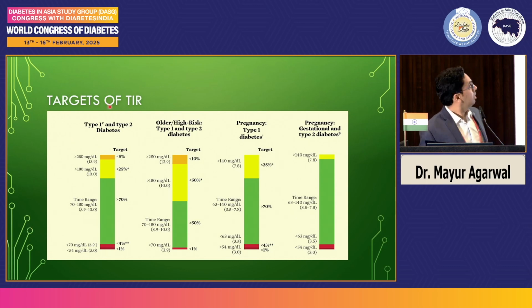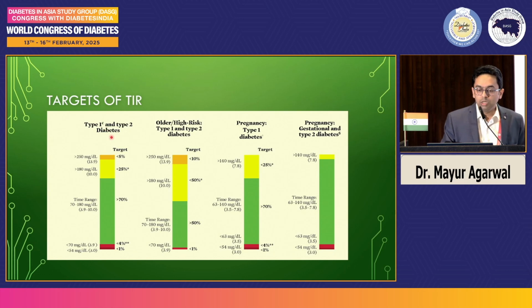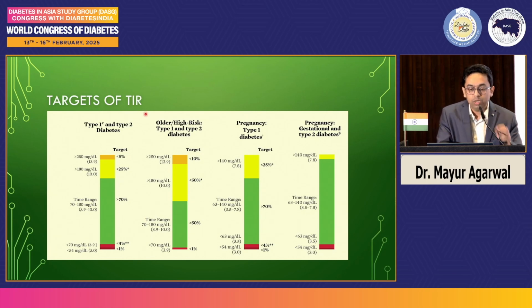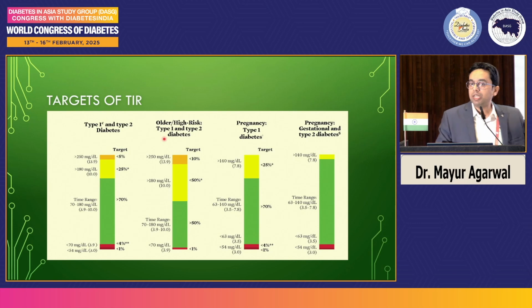For your type 1 and type 2, you have your TIR, that is 70 to 180, which you keep more than 70%. Time in range; time above range you keep lesser than 25%, and time below range you keep less than 4%. I think you must know the basic things. The same concept we applied for HbA1c, we apply here for CGM also. What we don't want is hypoglycemia in this elderly patient. The reason being, the life expectancy is not that much.